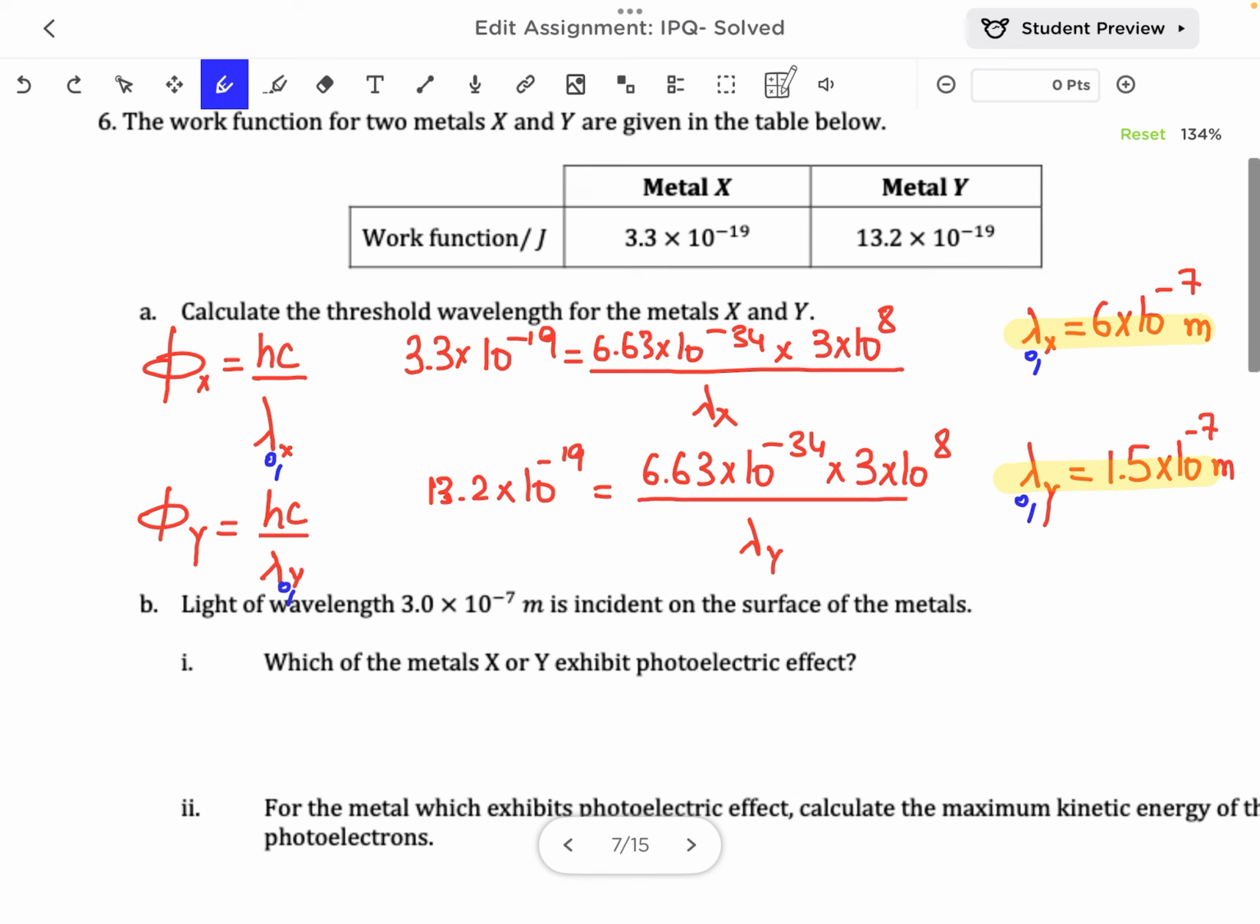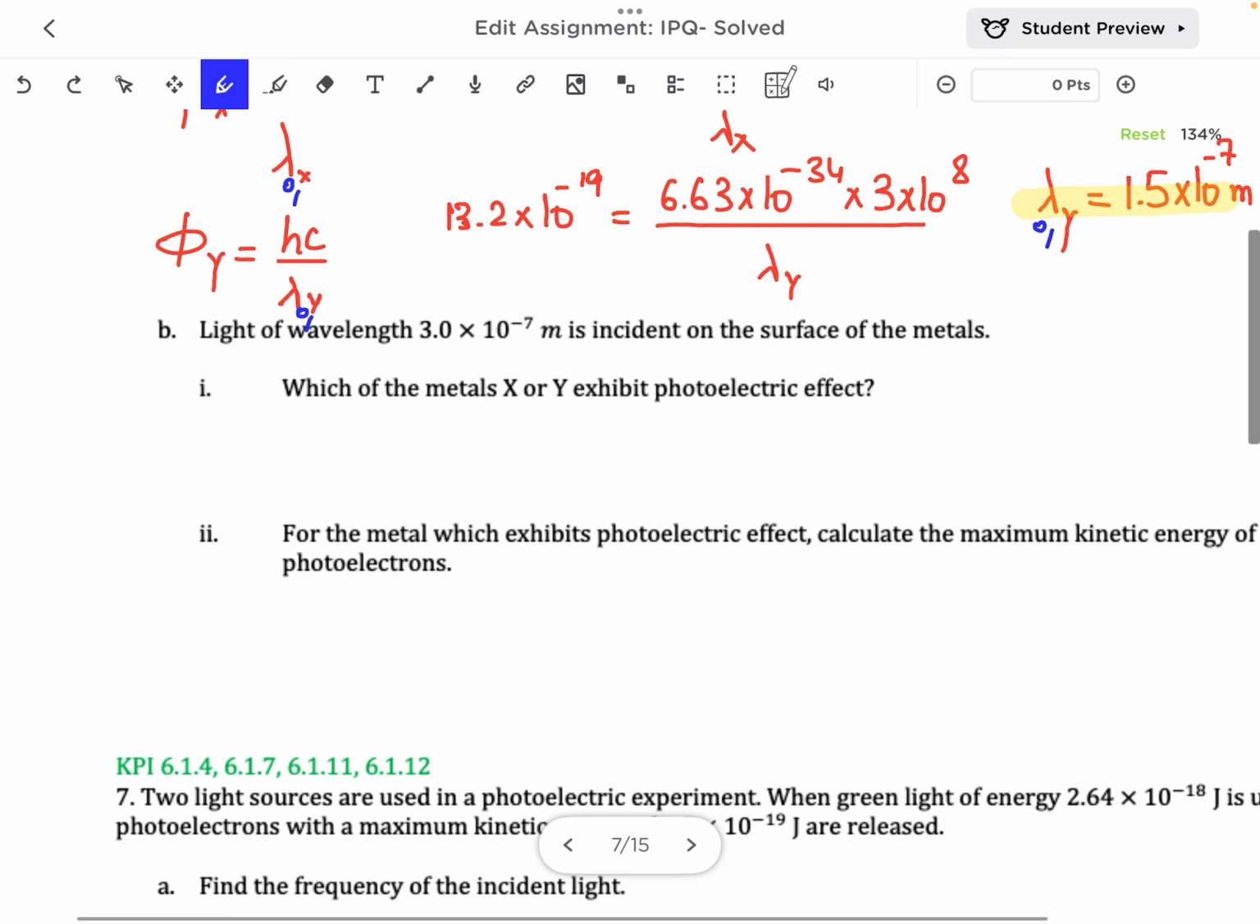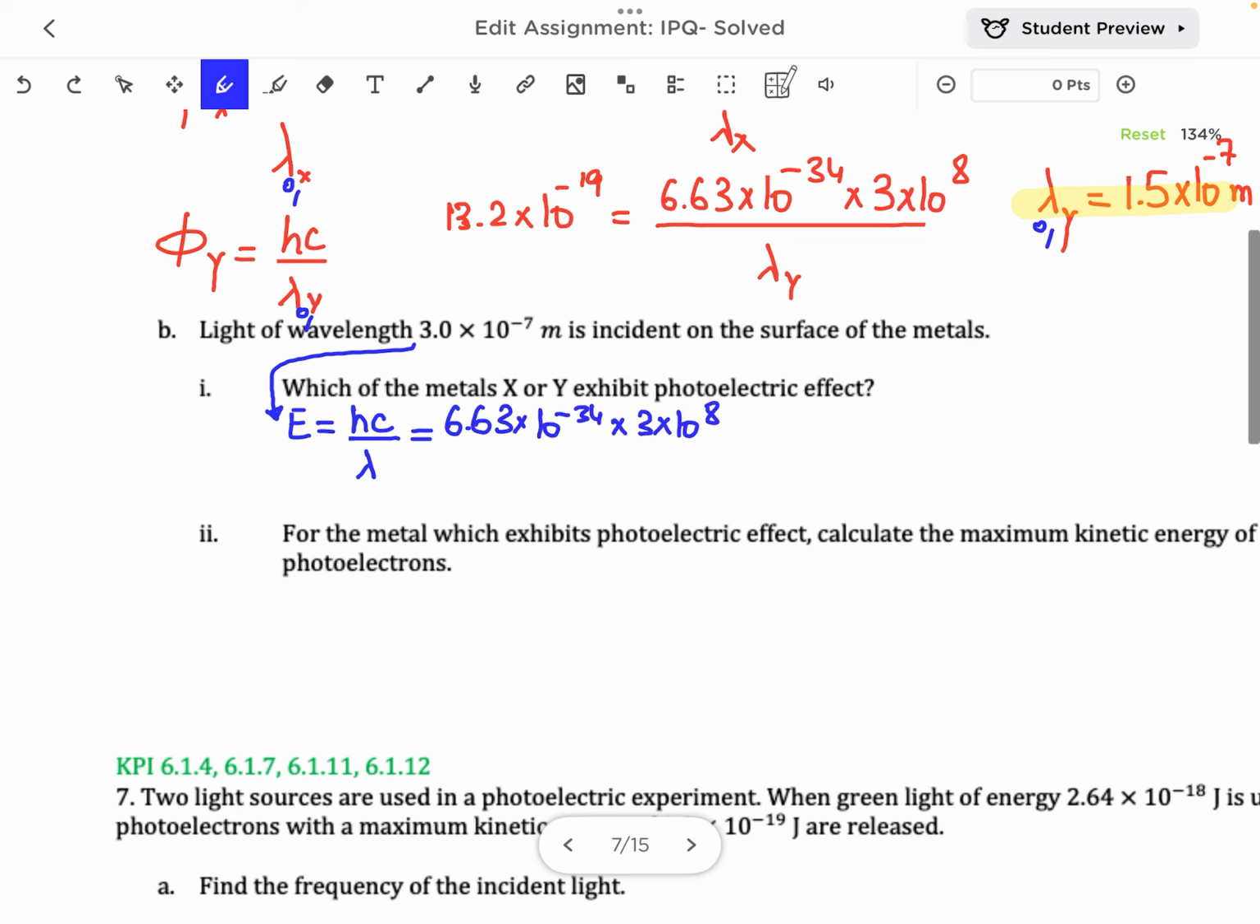Okay, light of wavelength 3 times 10 to the power of negative 7 meters is incident on the surface of the metal. Which of the metals, X or Y, exhibits the photoelectric effect? So I have two ways to solve it. Either I find the energy of this wavelength, which is hc over lambda: 6.63 times 10 to the power of negative 34 times 3 times 10 to the power of 8 over 3 times 10 to the power of negative 7. That is equal to 6.63 times 10 to the power of negative 19 joules.